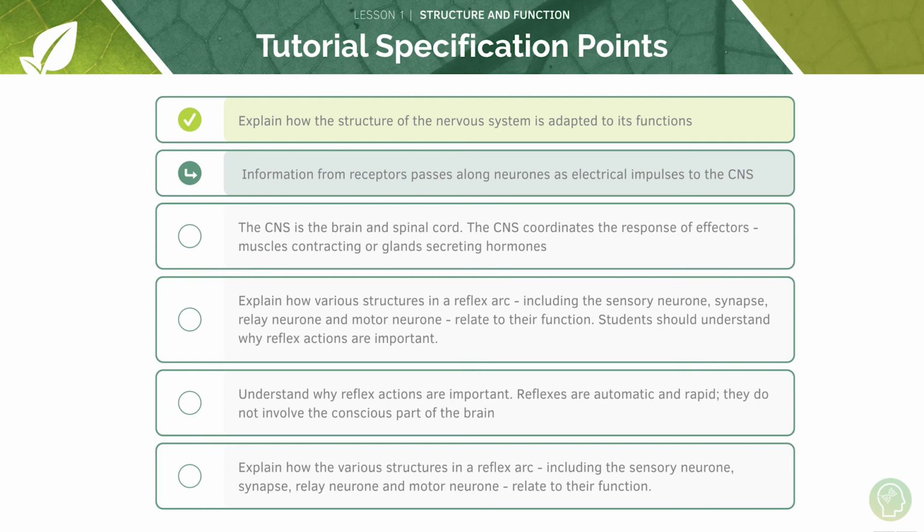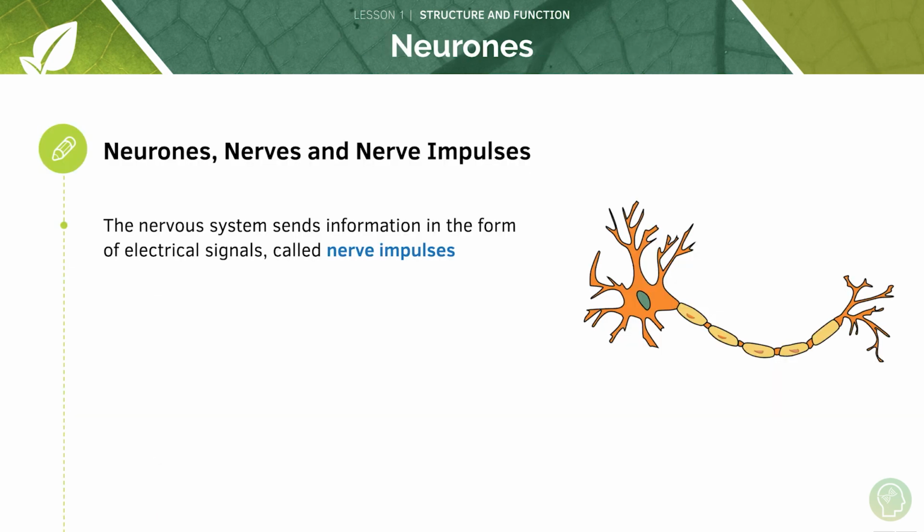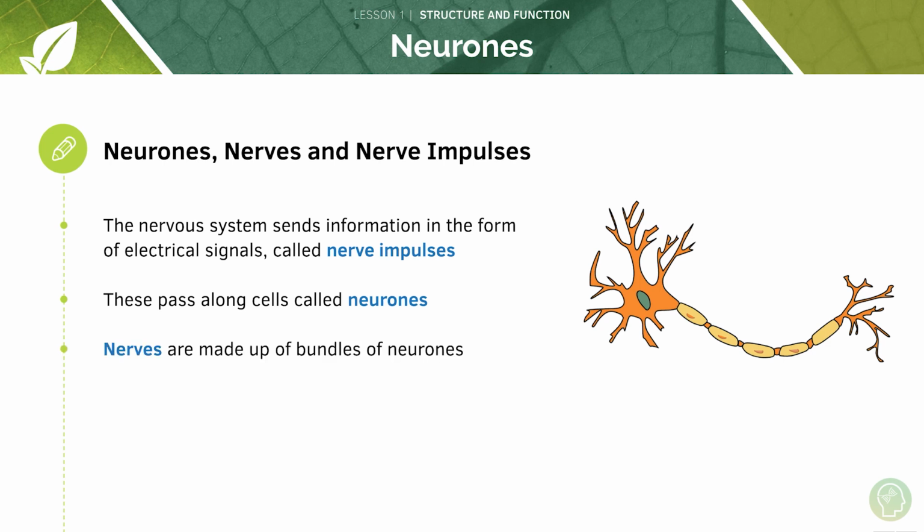So how does the nervous system send information around the body? Well, it transmits its information via nerve impulses, which pass along cells called neurons. So the basic structural unit of the nervous system is the neuron, which is basically a nerve cell. So neuron and nerve cell can be used interchangeably, but they mean the same thing. And in fact, many neurons make up a nerve. So, for example, the ulnar nerve in the arm is made up of many bundles of neurons. So these multiple bundles of neurons make up a nerve.